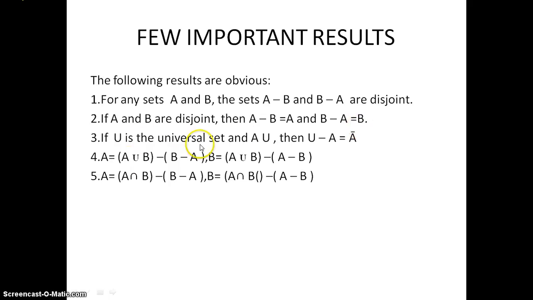If U is the universal set and A is a subset of U, then U minus A is equal to the complement of A, that is A bar. And then A is equal to the union of A intersection B and A minus B, and B is equal to the union of A intersection B and B minus A. A is equal to A intersection B union A minus B. B is equal to A intersection B union B minus A.